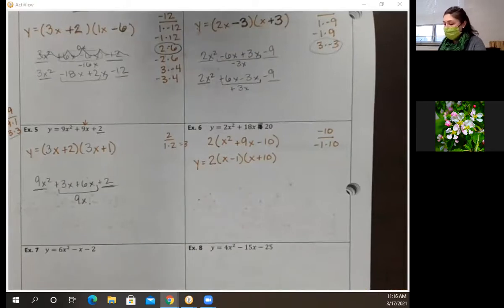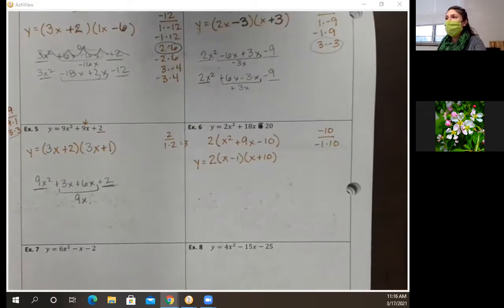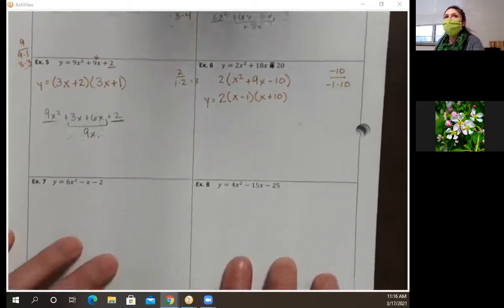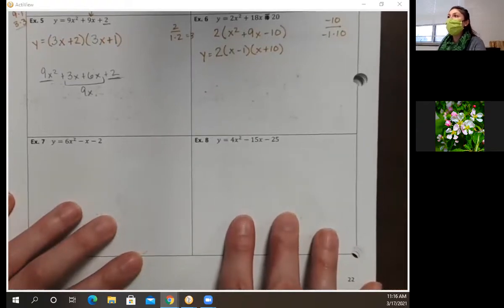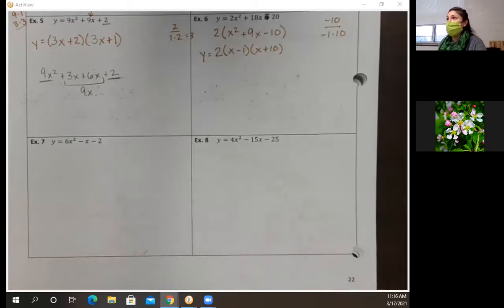I want you guys now to try problems 7 and 8. Give these a try without me. Remember, it's okay to guess and check here. Try something. If it doesn't work, try something else. That's part of the process.